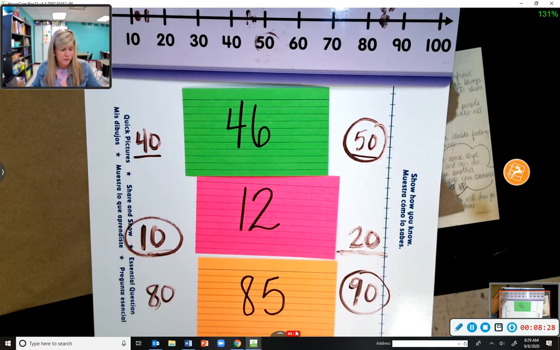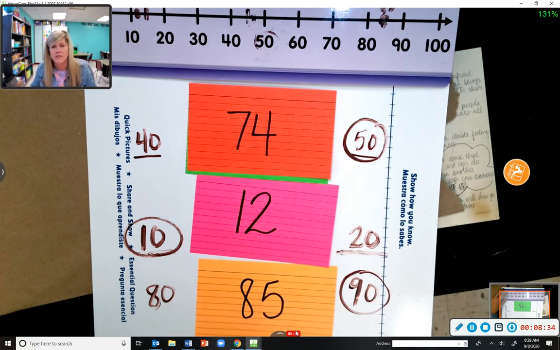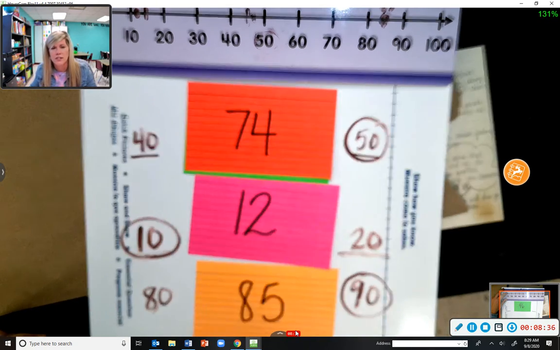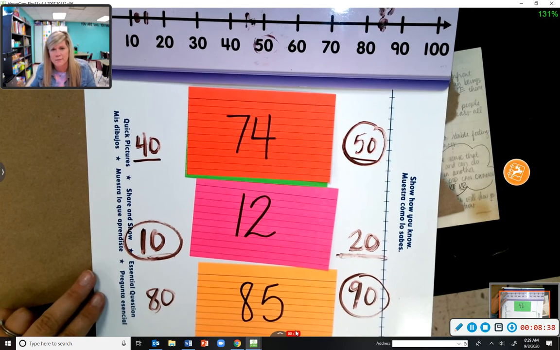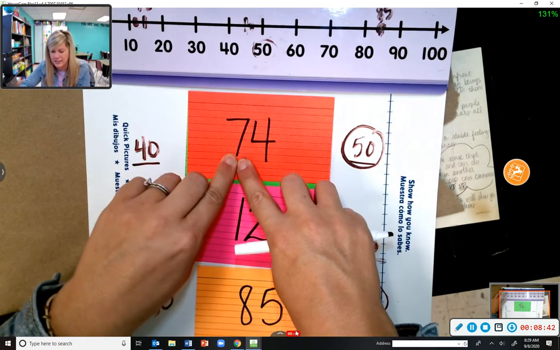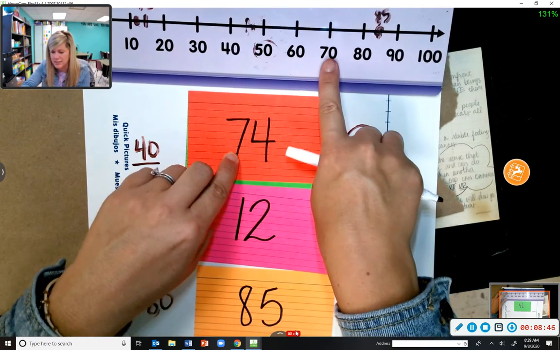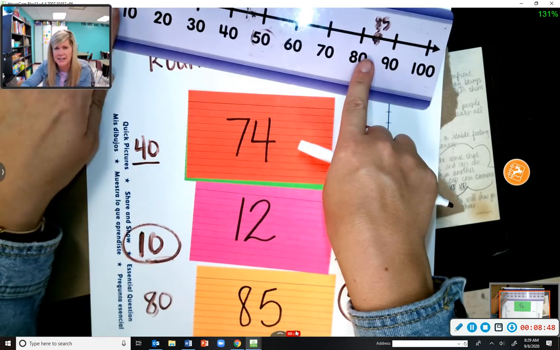Okay, let's do a few more. 74. What two numbers is it in between? Okay, the 7 clues me in that it has to be in the 70s. So I'm going to go between 70 and 80.